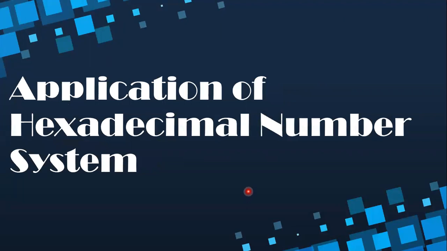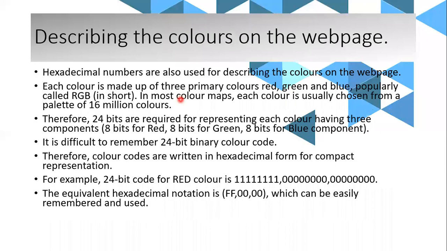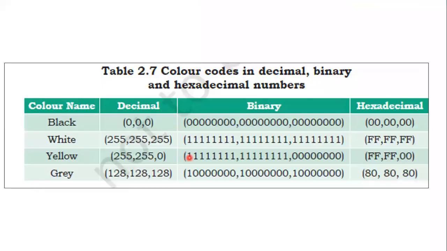Then you all learned about the application. Where is the hexadecimal number system applied? It's applied in the main memory, because we have a 16-bit memory address. And for colors on the web page, it has a hexadecimal value to it. If you look at the binary part, it is difficult to remember a color with this, but it's easier to remember like this.